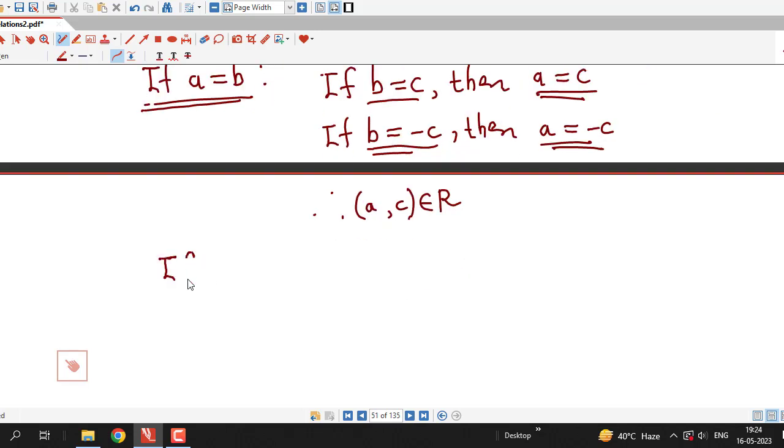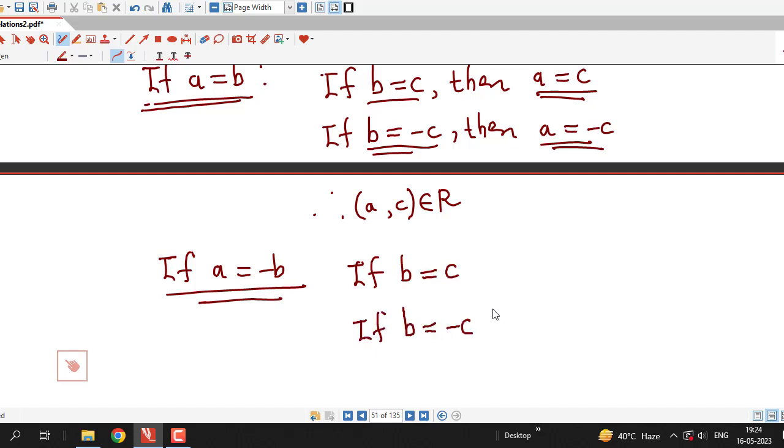Similarly, if we consider A equal to minus B, then here also we have two possibilities: if B equal to C or if B equal to minus C. Now A is equal to minus B and B equal to C, that implies that A equal to minus C. Here A equal to minus B and B equal to minus C, so if I put B equal to minus C here, I will have A equal to C.